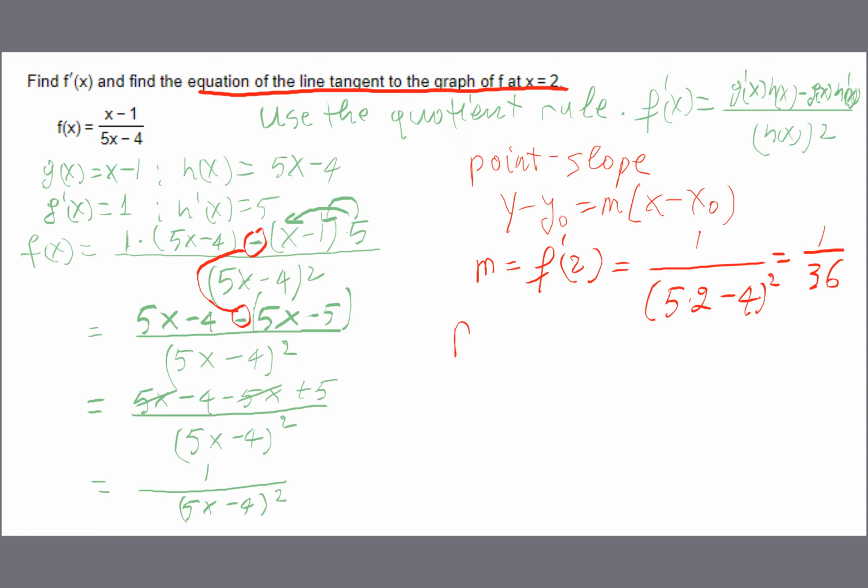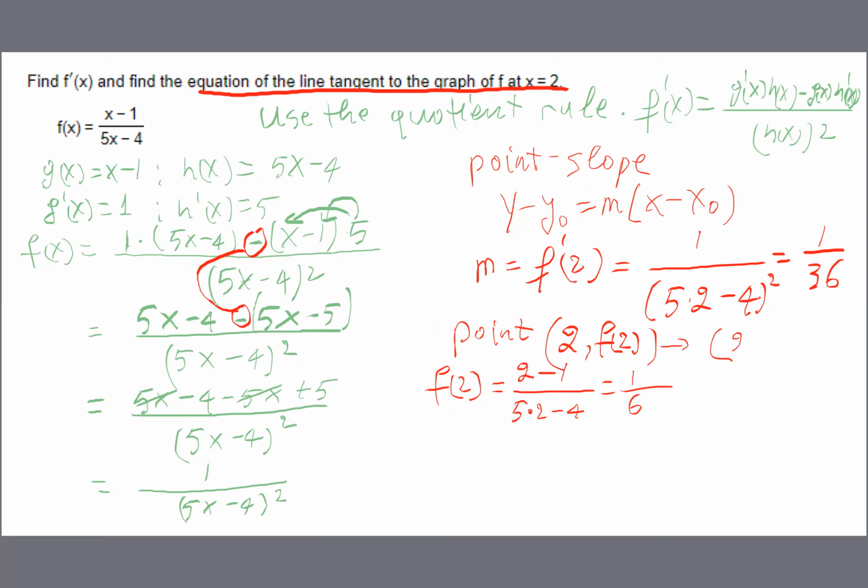The point has coordinates 2, f of 2. So let's find f of 2. 2 minus 1 over 5 times 2 minus 4. 2 minus 1 is 1. 10 minus 4 is 6. So the point has coordinates 2 and 1/6.